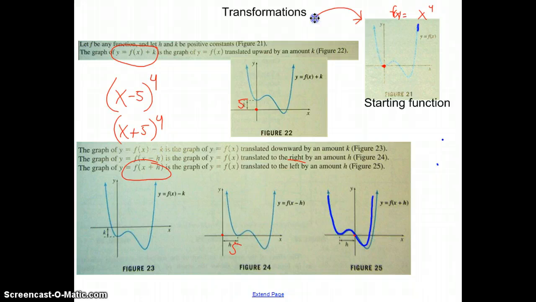Okay, that's the look of our shifts and what you're looking for in the equation. But you're always starting with a parent function. What is that basic function? And then, are you adding or subtracting after the parent function? Are you adding or subtracting directly to the x value? That tells you left, right, up, down.